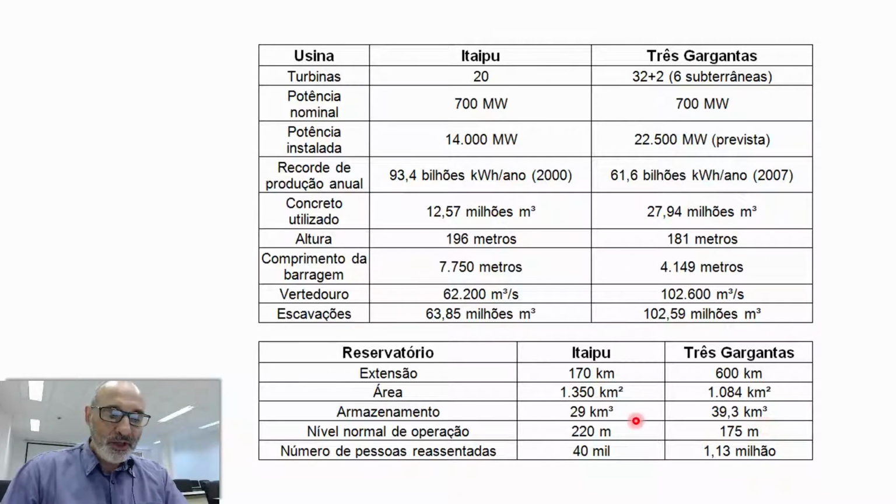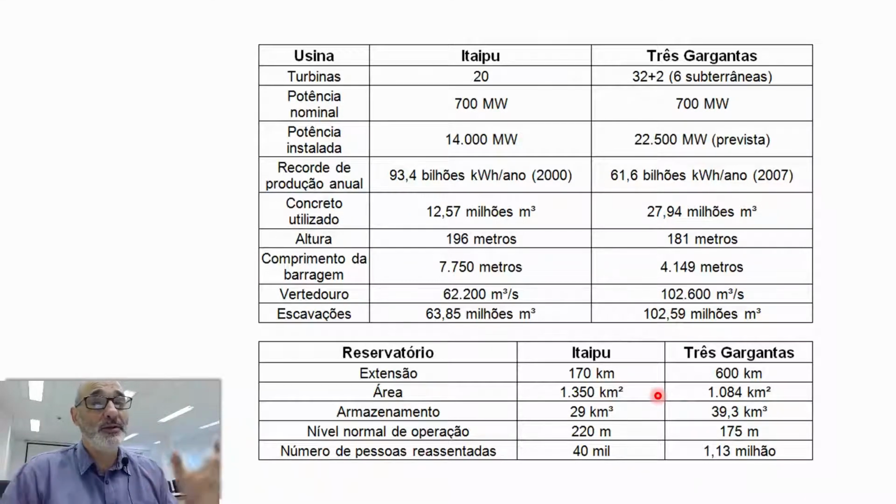So these characteristics we're going to simulate. In our final simulation, I'm going to model the system, and then we're going to change the size of the reservoirs to simulate the operation of a system with big reservoirs and with small reservoirs. So the idea is to compare Itaipu and Three Gorges, or the equivalent systems.